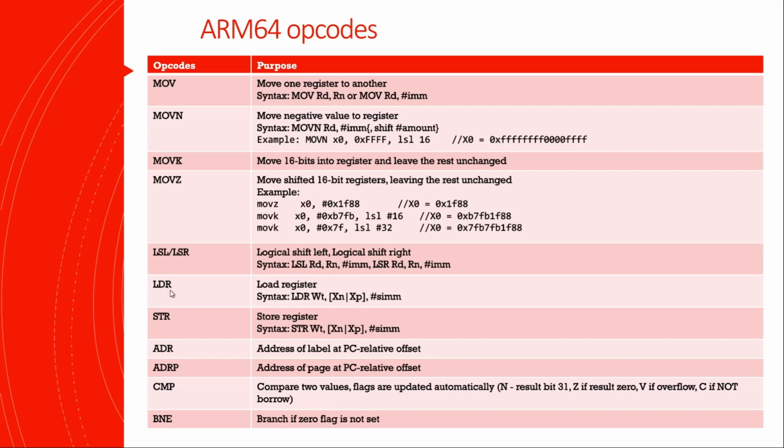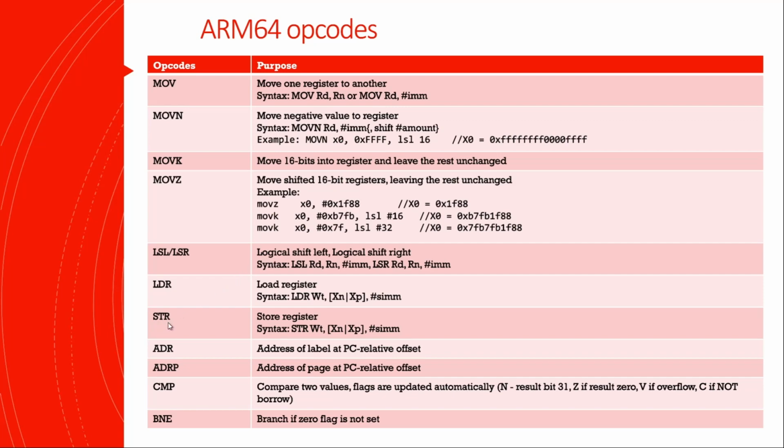Then we have LDR, which is load register. This will load a word or double word from memory and write it to a register. The address that is used for the load is calculated from the base register and then an immediate offset. So if you observe the syntax, this is our destination register where the value will be stored, and by adding the base register and the immediate value, we will get the memory address from where the value can be loaded.